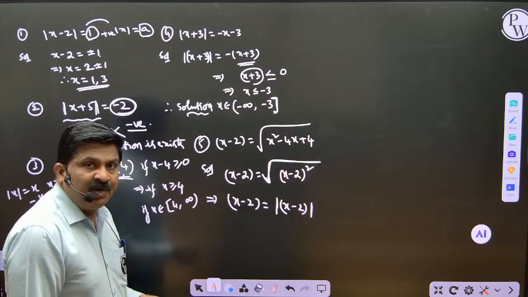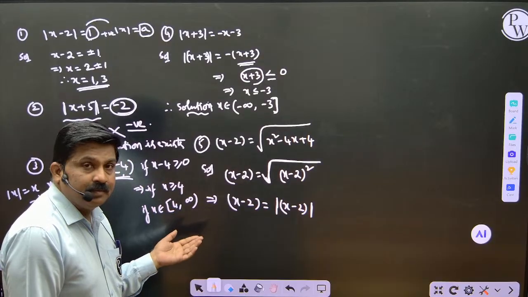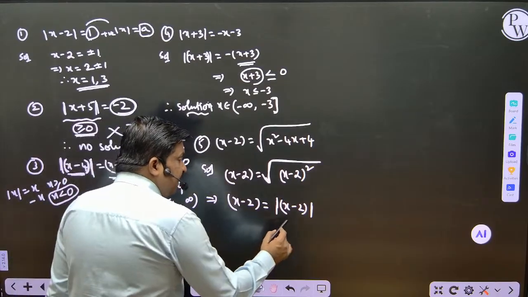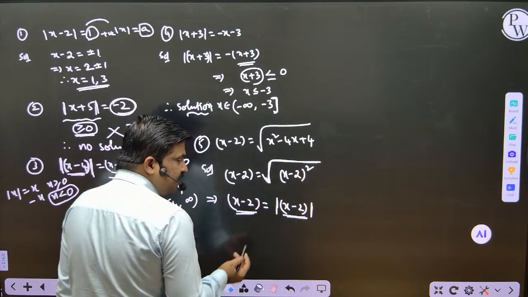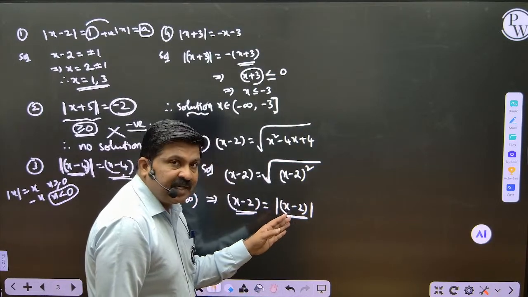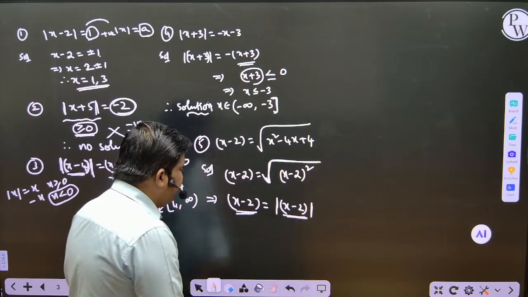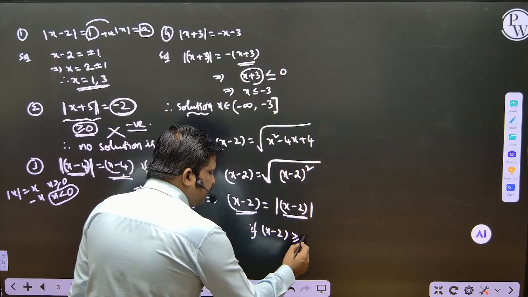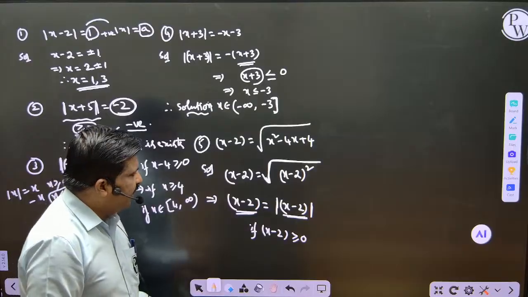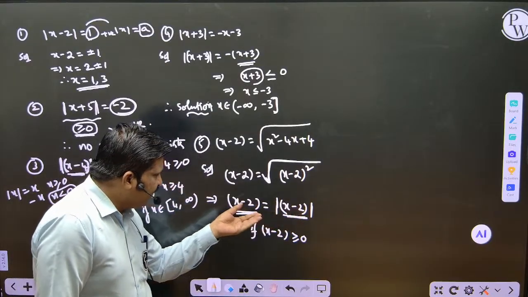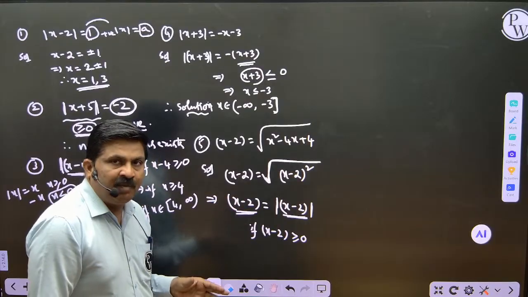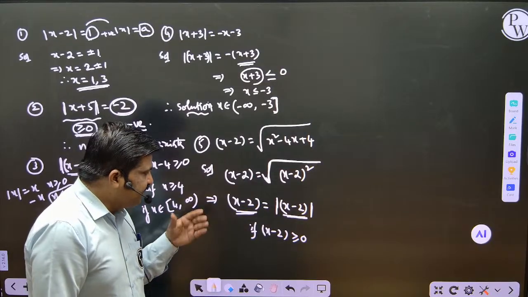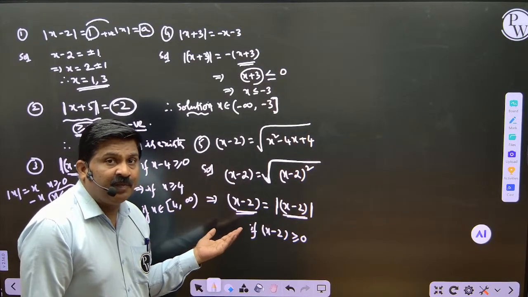So mod x is equal to x. Inside the modulus I have written as it is. When is it possible? If x minus 2 is greater than or equal to 0. I have already told you that. Inside the modulus, if you write as it is, then inside the modulus must be non-negative, meaning greater than or equal to 0.